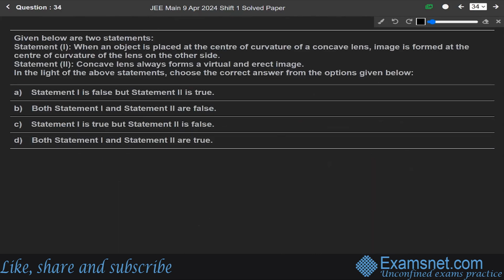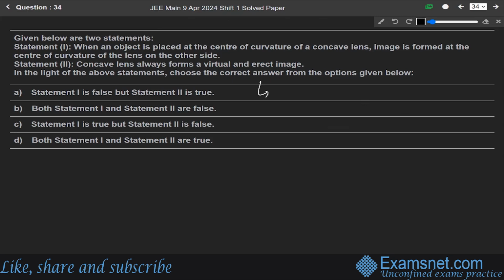Now 34th question. Given below are two statements. Statement 1: When an object is placed at the center of curvature of a concave lens, the image is formed at the center of curvature of the lens on the other side. And second statement: a concave lens always forms a virtual and erect image. So we have to choose the correct answer from these four options.